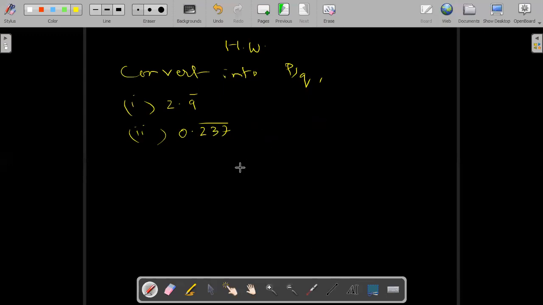Homework. Write down your homework fast. Then the third question, the last question: 2.218, the decimal is on 1 and 8. These three questions are homework, so you can try them, and then you can understand better.